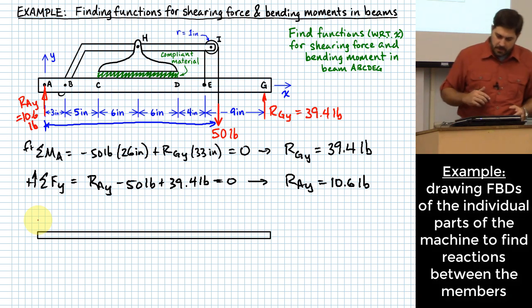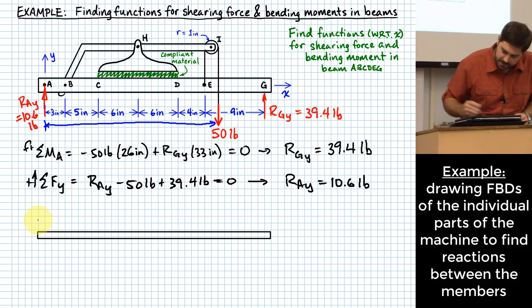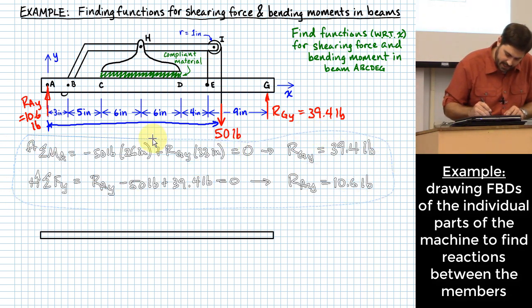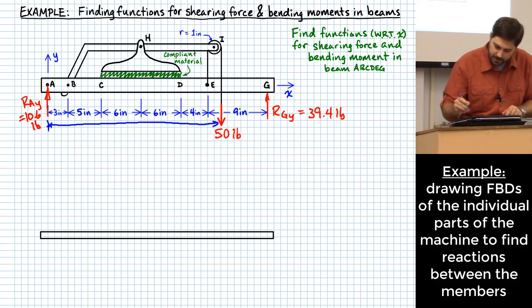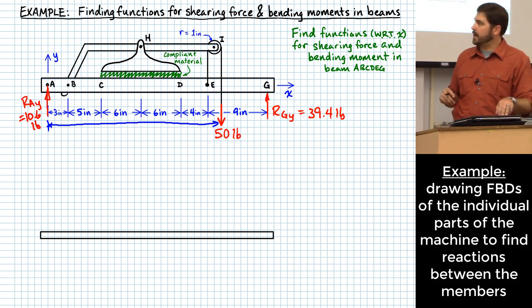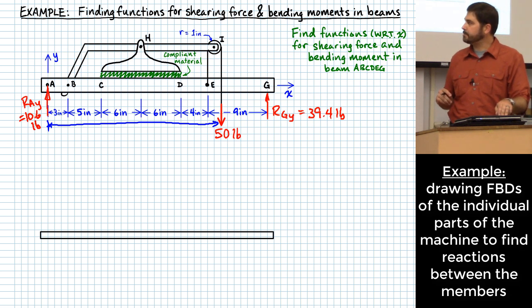All right, so there are my external reaction values, and since this is becoming second nature hopefully by now, let me get rid of those and just remember that those are my external reactions that I have at A and at G. So now what?